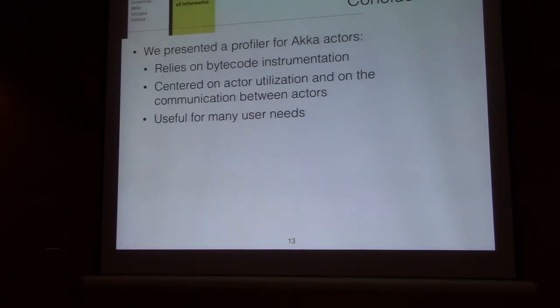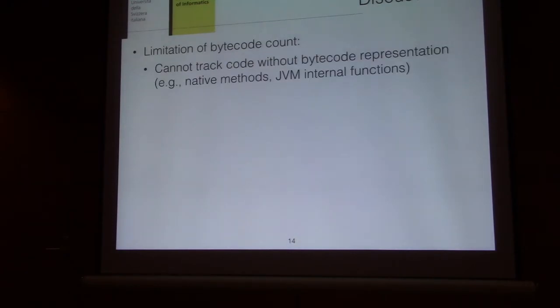Before concluding, I would like to mention some questions that currently remain open. First of all, we use bytecode count for tracking the initialization cost and the amount of computation executed by actors. But we know that bytecode count has some limitations. First of all, it cannot track all code, in particular code that does not have a bytecode representation. Of course, it cannot be tracked by bytecode. For example, native methods or JVM internal functions are currently missed by our bytecode counters.